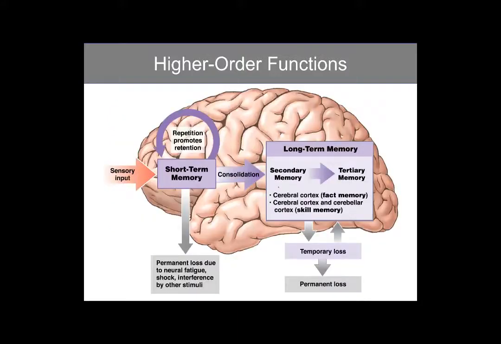Here we see a diagram that outlines the different types of memories. We start with sensory input, and as the brain interprets that sensory input, we develop short-term memories. We can promote retention of those short-term memories through repetition. And of course, the more repetition that occurs allows for consolidation of short-term memories into long-term memories. And of course, all this can be lost at any point within this process through lack of repetition.